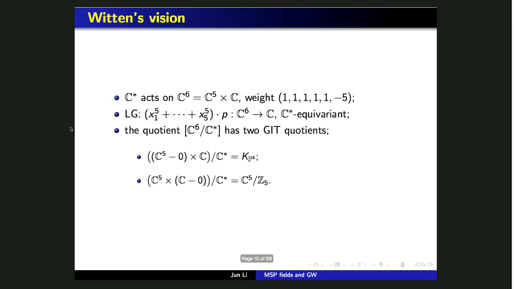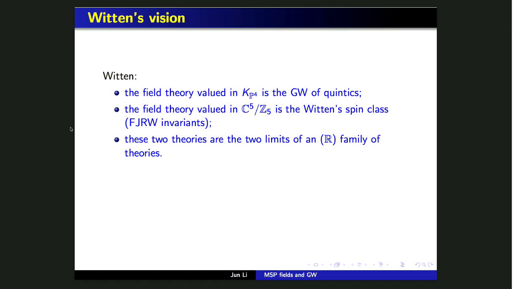Right, so I mentioned these two quotients. So here is what Witten says. If you do a field theory valued in KP4, what you get is the Gromov-Witten invariants. And if you do a field theory valued in C5 quotient by Z5, which is Witten's spin class, you get the FJRW invariants. At least the KP4 and the C5 quotient by Z5 are the two GIT quotients of a single Artin stack.